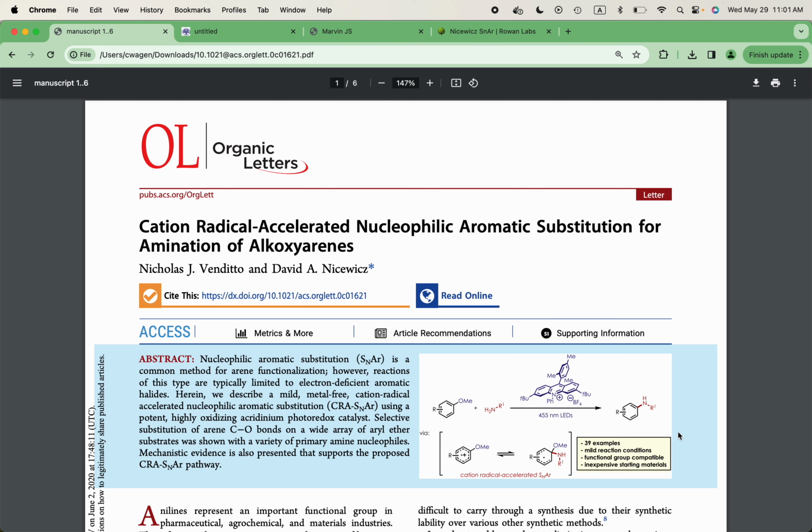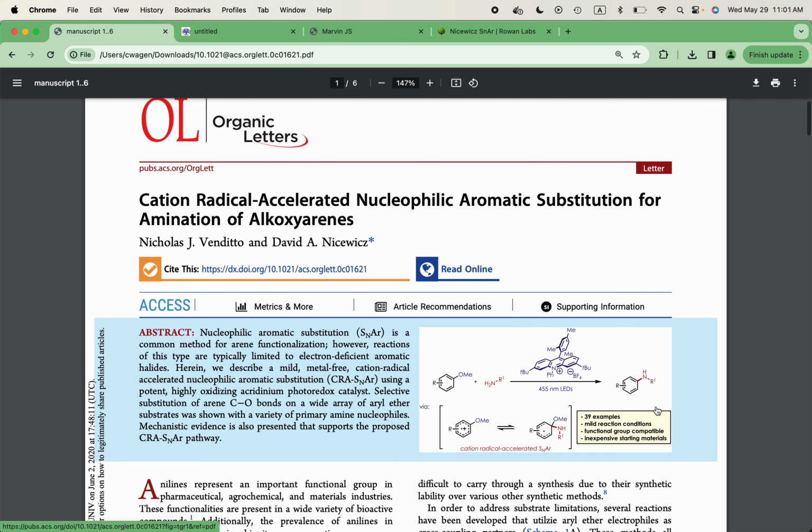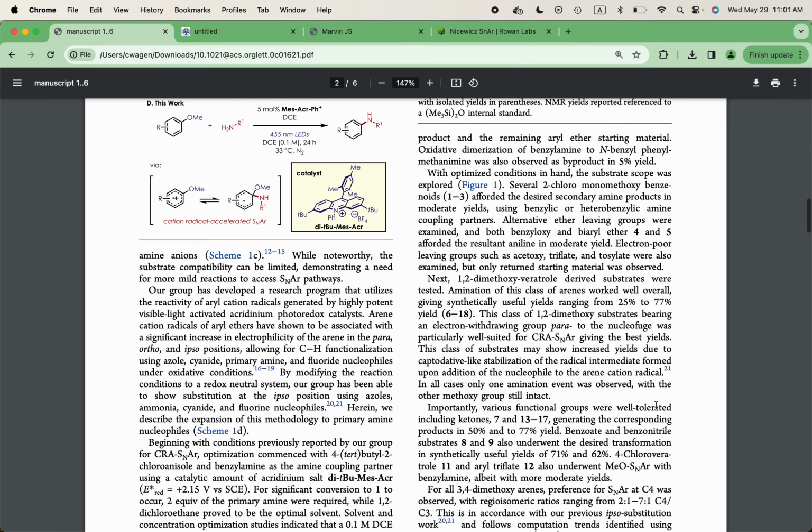But what's particularly cool about this is that they take just aryl ethers, which are not a typically used starting material, and there's no metal needed, just this acridinium photocatalyst. The way this reaction is thought to work is through a single electron oxidation of the starting material, which makes it much more electrophilic. You could add in the amine and then re-aromatize and inject the methanol to furnish the desired product. So this is mild, functional group compatible, cheap materials. This is a pretty appealing method.